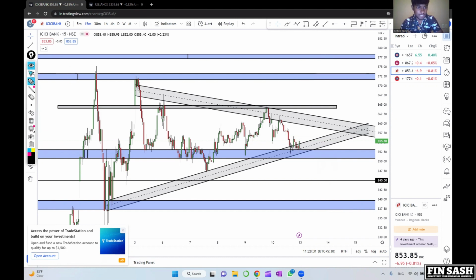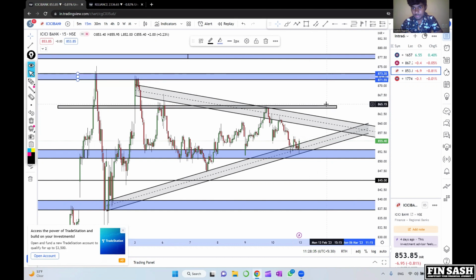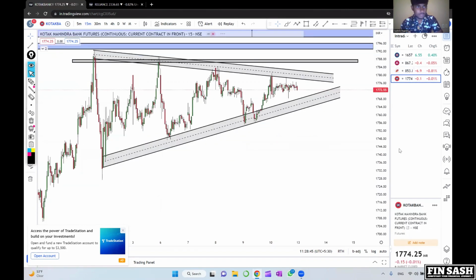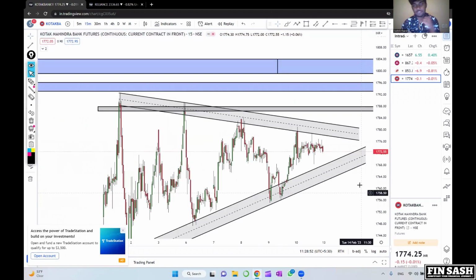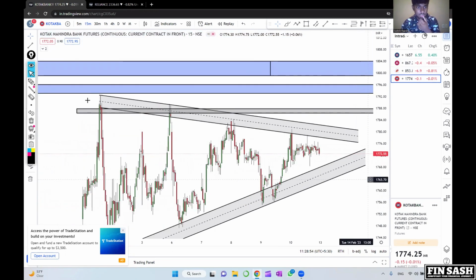So that's for ICICI Bank. You guys can copy the levels really quick. This trend line on the 15-minute time frame, 845, and this. Kotak Bank, again, bank. So this trade is again for the upside only.